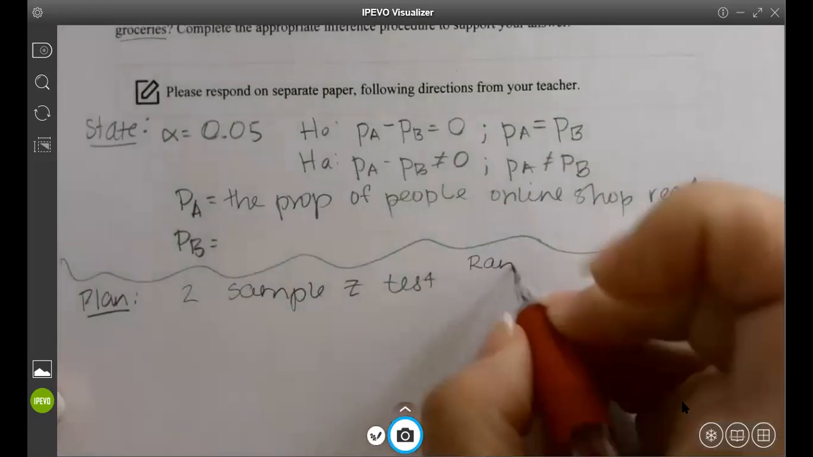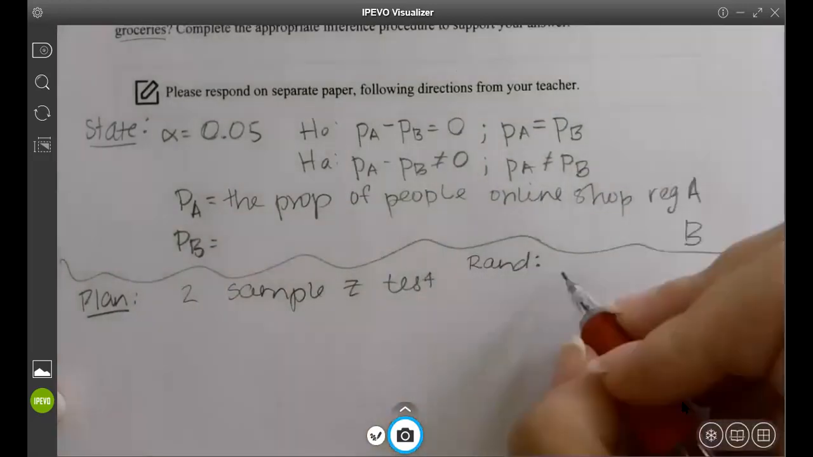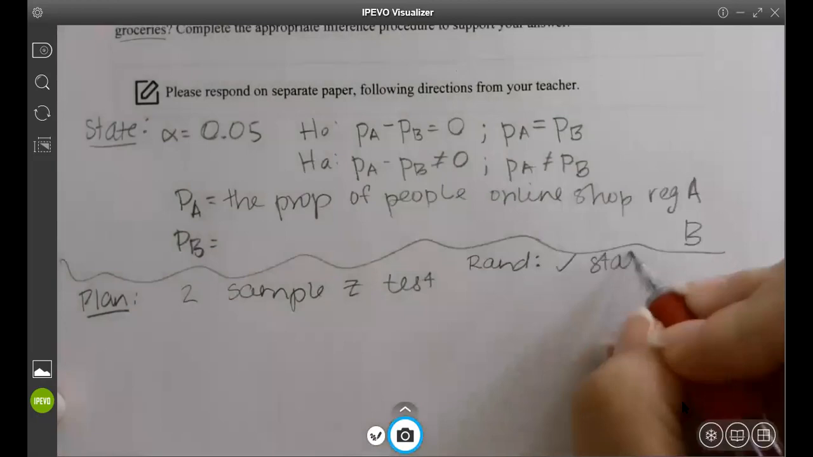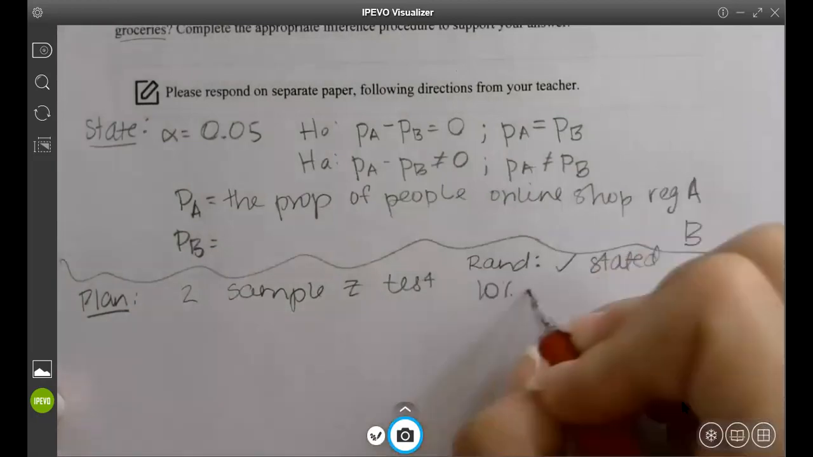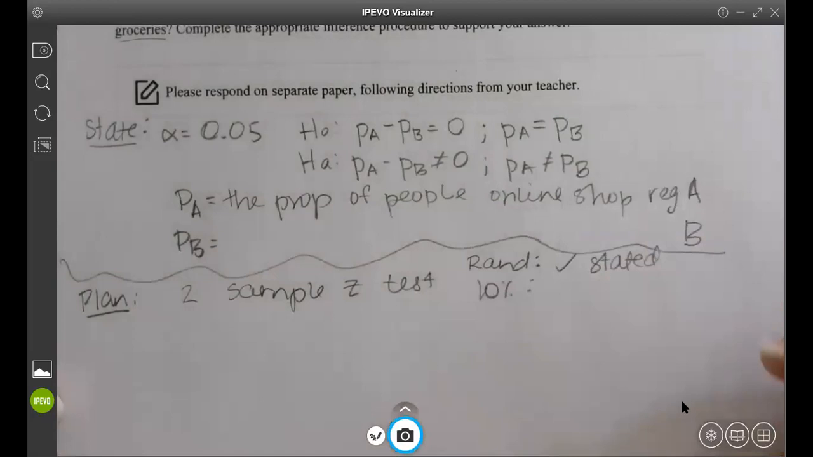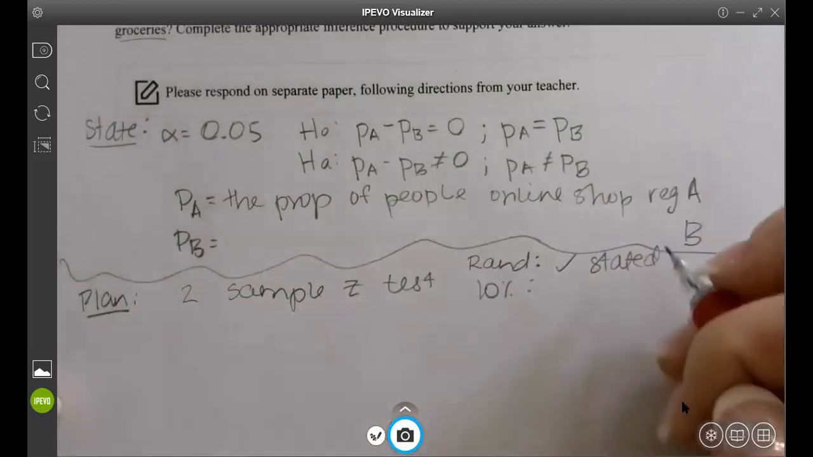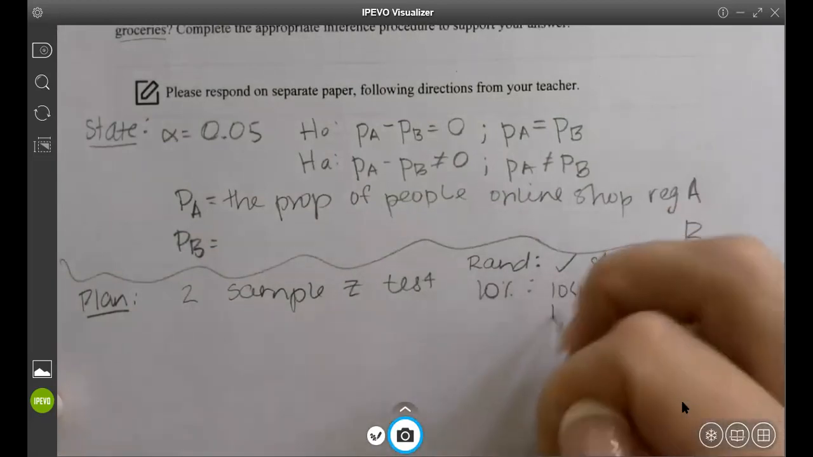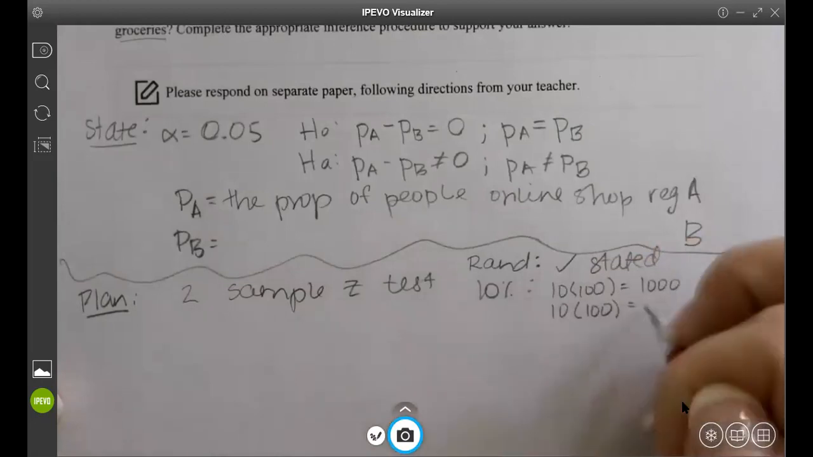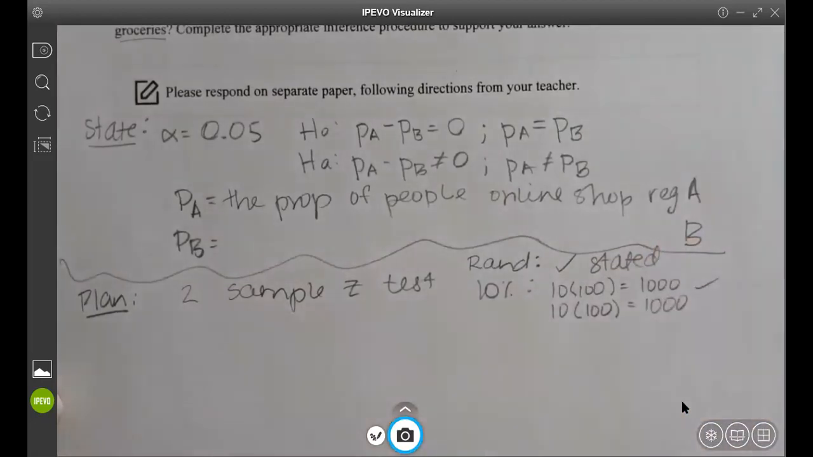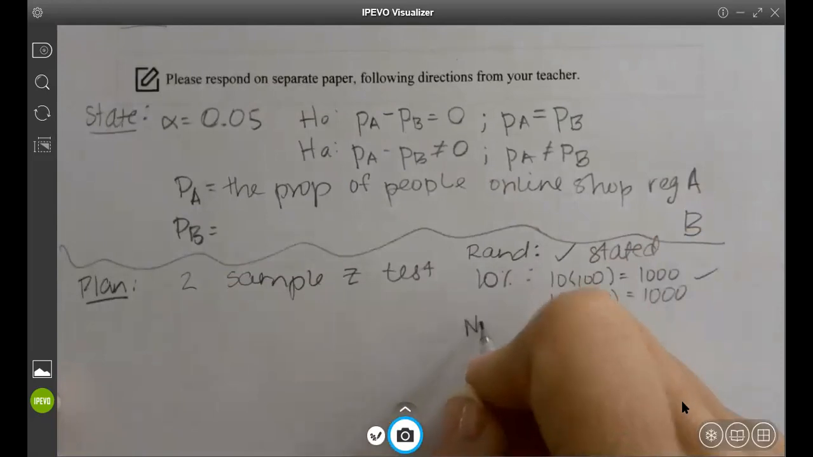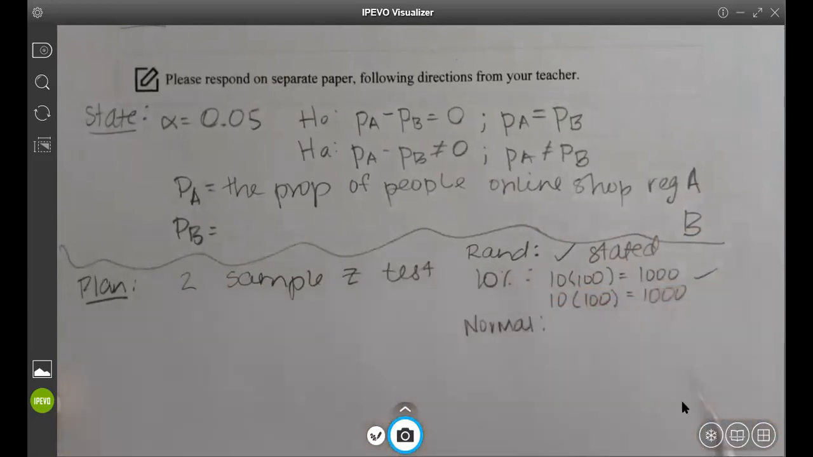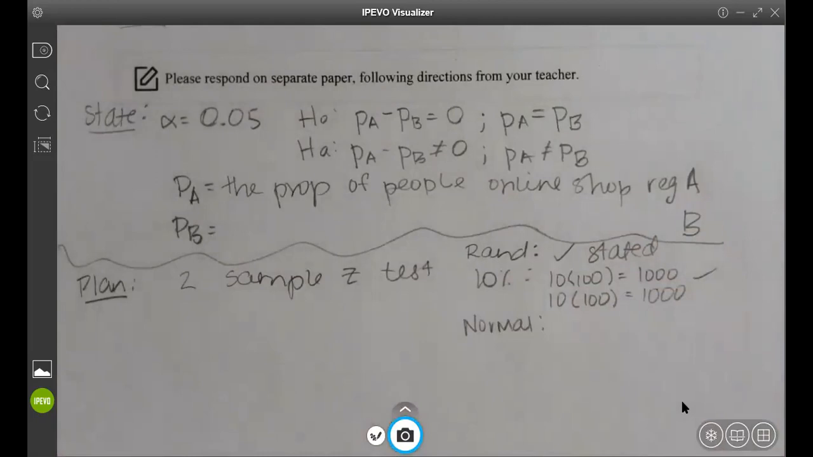All right. Random. Is it random? Why? Stated. 10%. What do I do for 10%? And I should do that twice because I have 2 samples. And then our last one is what? You can do either one you want to. I just write normal just because that's what we're checking. This is the weird one.